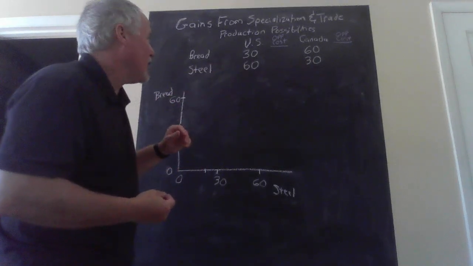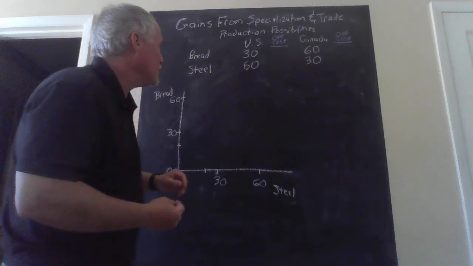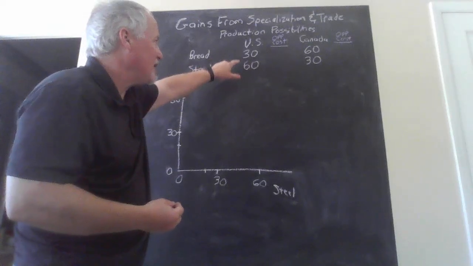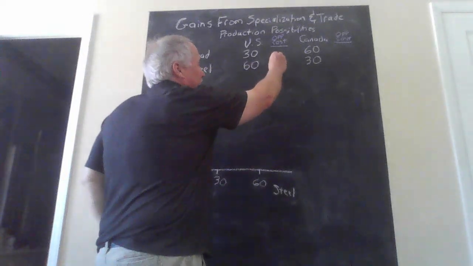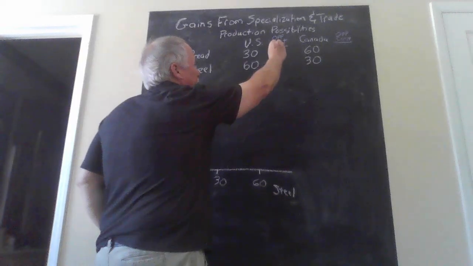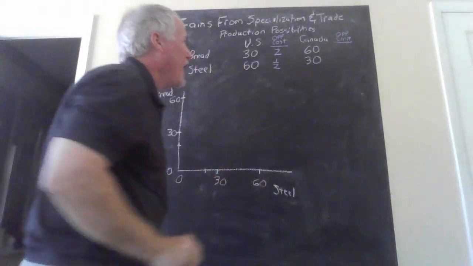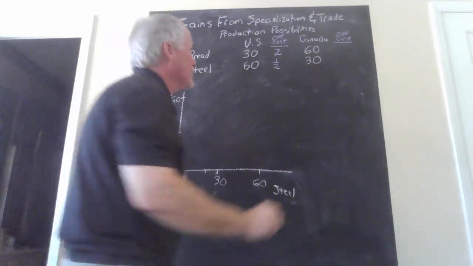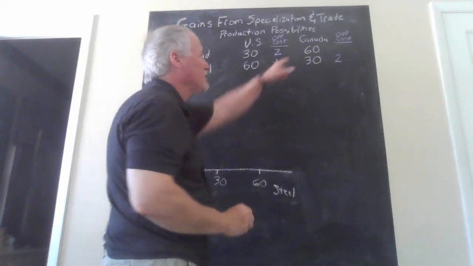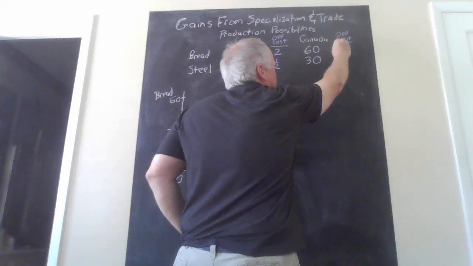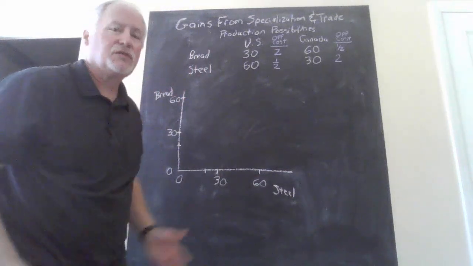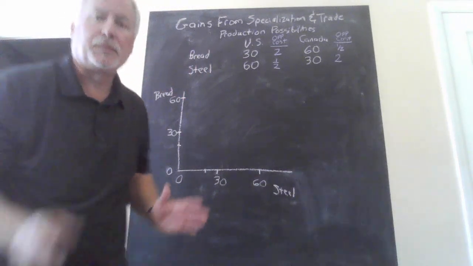But you can figure out the opportunity cost, and the opportunity cost would simply be based on the ratios of this. So you take the quantity of bread divided by the quantity of steel, and that's the opportunity cost of steel. That would be 1/2 for the United States, and their opportunity cost of bread would be 2. In Canada, I've changed the numbers around here. The opportunity cost for Canada of steel would be 2 units of bread, the 60 divided by 30, and the opportunity cost of bread would be 1/2 a unit of steel. So those are the numbers there.